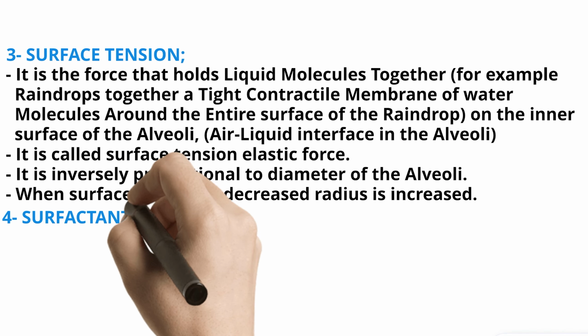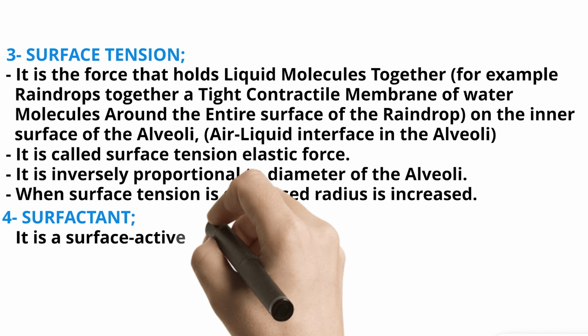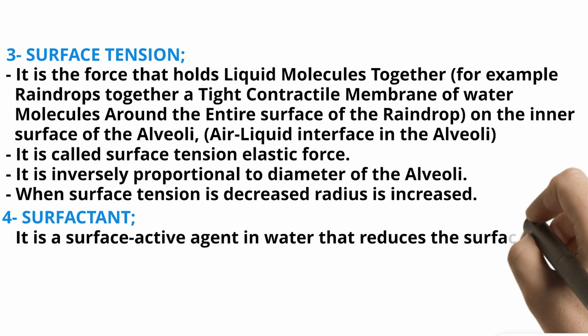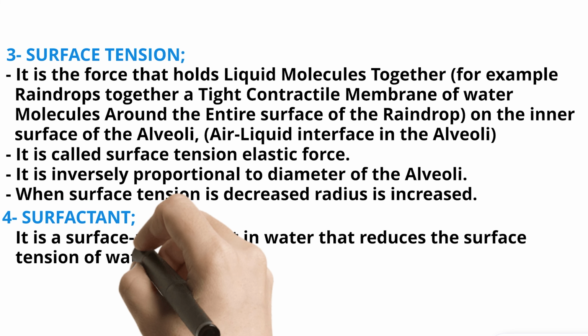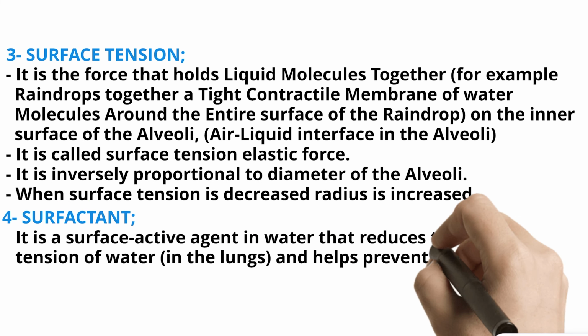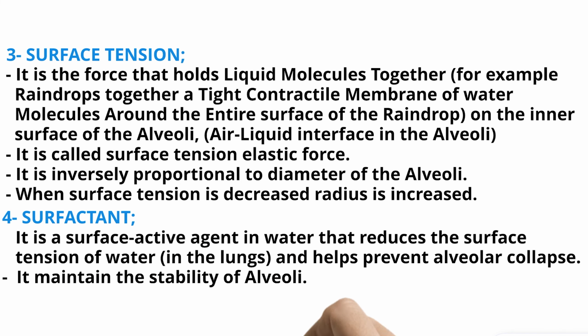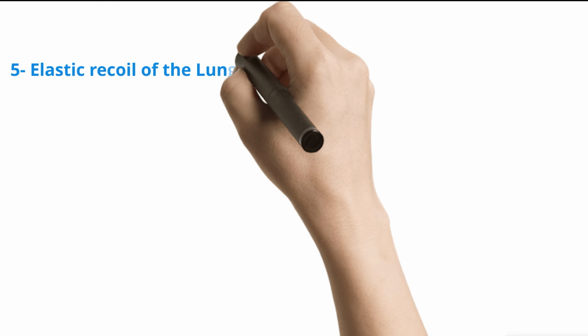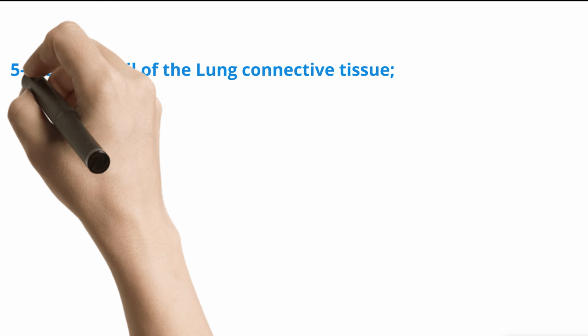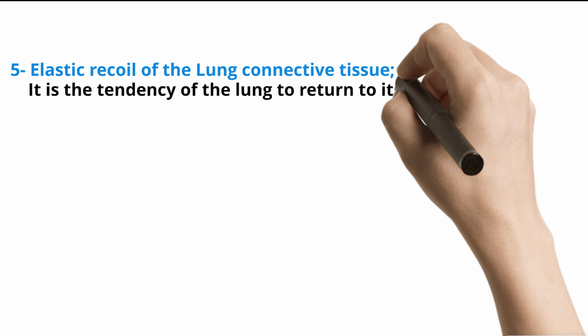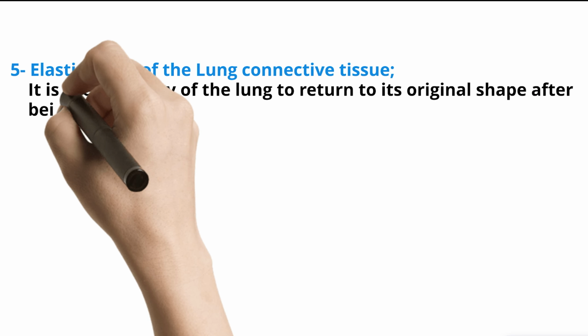4. Surfactant. It is a surface-active agent in water that reduces the surface tension of water in the lungs and helps prevent alveolar collapse. It maintains the stability of alveoli. 5. Elastic recoil of the lung connective tissue. It is the tendency of the lung to return to its original shape after being stretched.